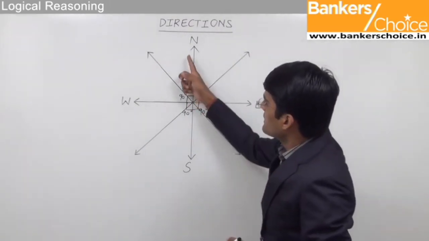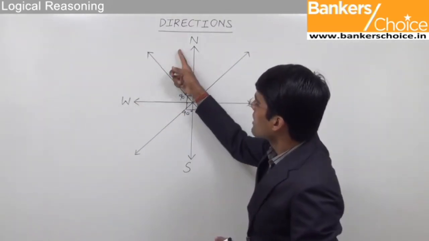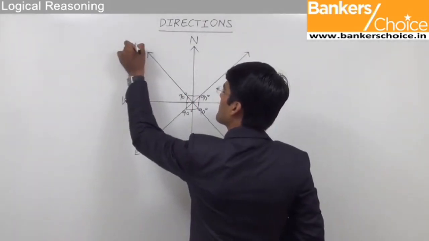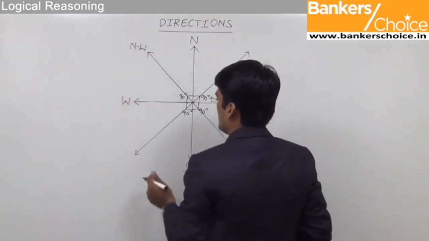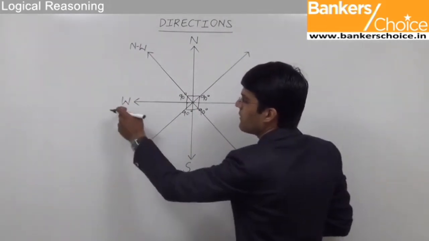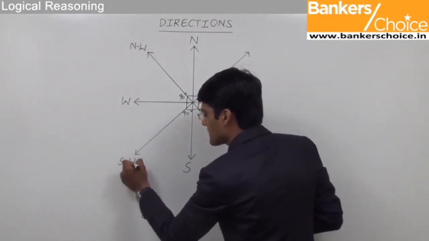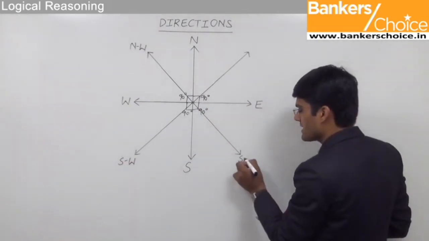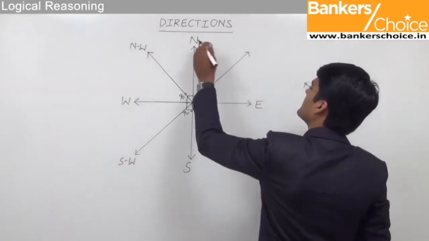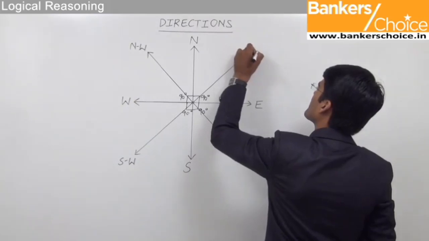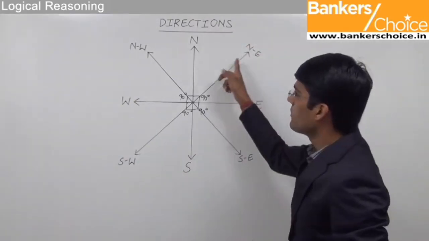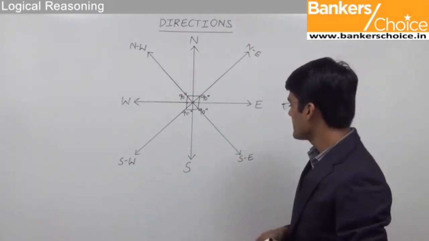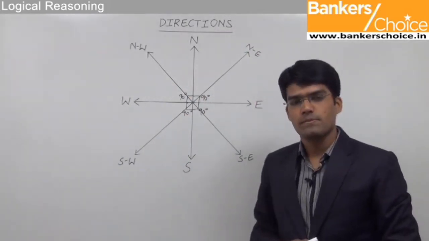For example, this direction is between north and west. So this can be taken as northwest. The one which is in between south and west is taken as southwest. This direction is between south and east. So this is taken as southeast. And this is between north and east, so it is taken as northeast. So these are the four intercardinal directions that we have, that is northwest, northeast, southeast and southwest.